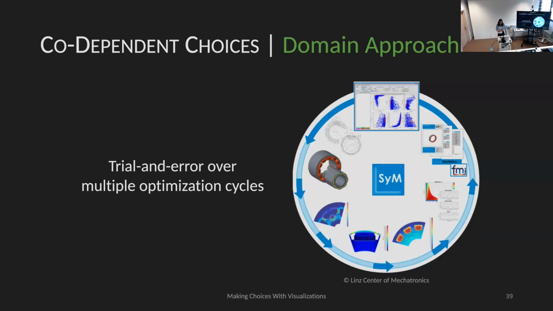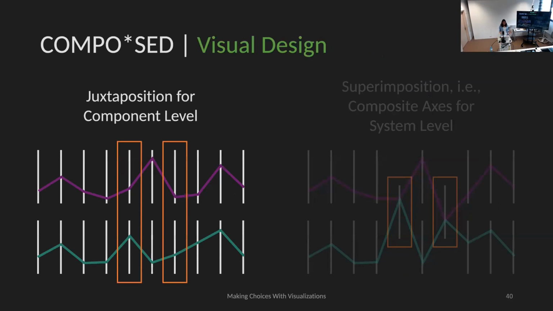And as a consequence, decision makers might tend to proceed with a first working solution rather than striving to find even better designs. So what can we do to help with this kind of codependent choices? To support a simultaneous exploration of multiple components, we developed a novel visualization technique, which is again based on parallel coordinates, as they have already proven successful.